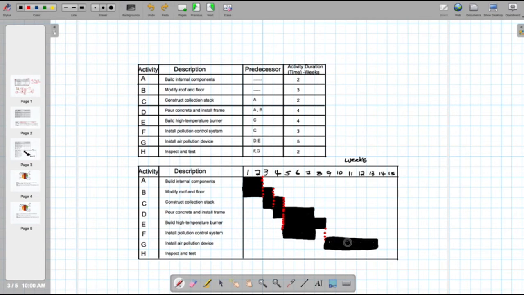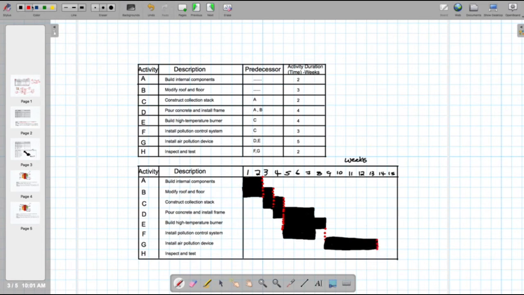Now moving on to our last activity, which is activity H. It involves the inspection and testing. For that particular activity, the predecessors are F and G. So when there are two predecessors, F and G, you see F ends on the 7th week, whereas G ends on the 13th week. So we have to link it from the 13th week. That's when both activities are assumed to be completed. So we take H, so it links up here, coming to H.